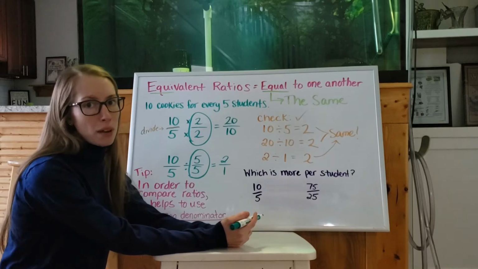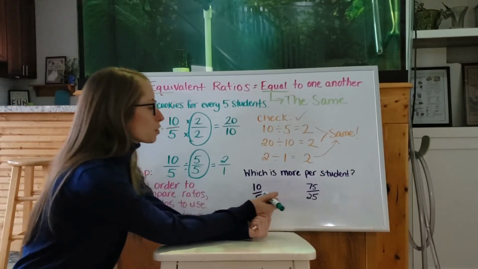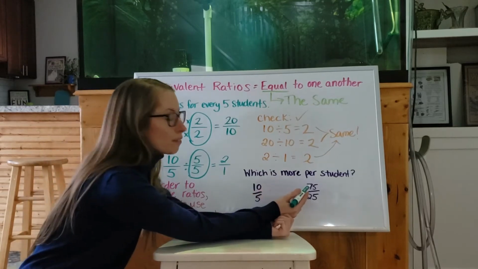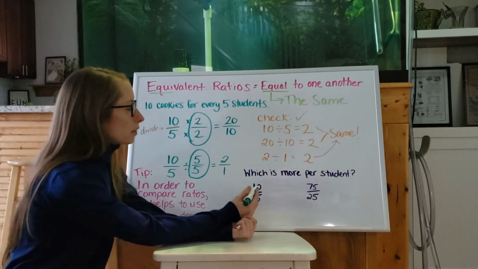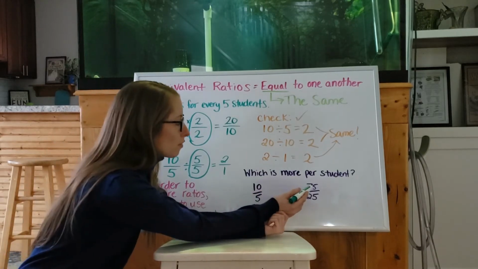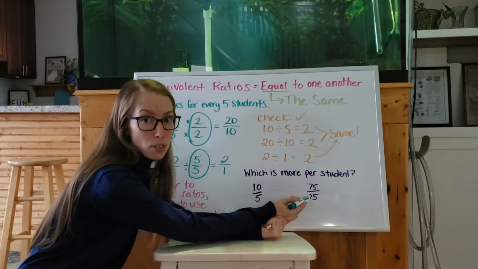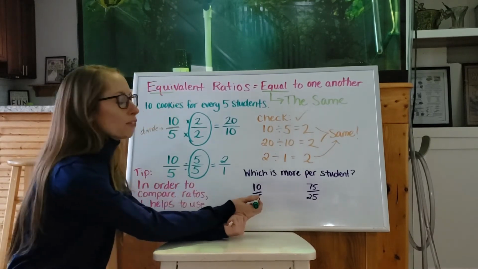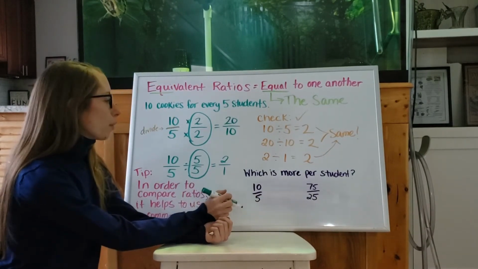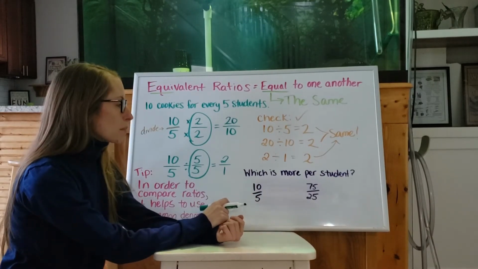Well, in order to compare these numbers, I first have to find a common denominator. So if I just compare 10 and 75, I'm only comparing the cookies and I'm not taking into account the number of students. 75 cookies is way more than 10 cookies, but 25 students is also way more than 5 students. So in order to work with easier numbers, I'm going to come up with a common denominator.